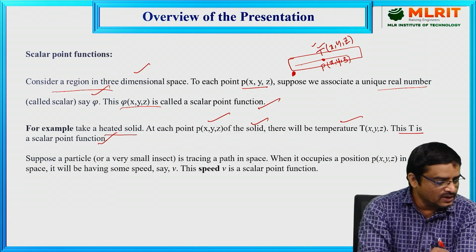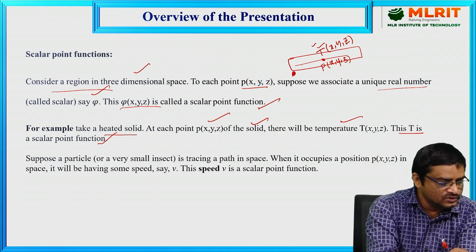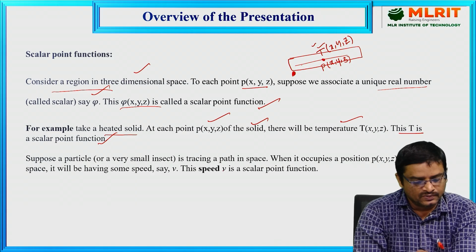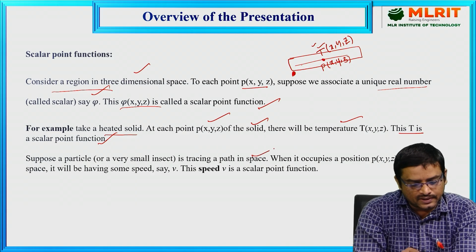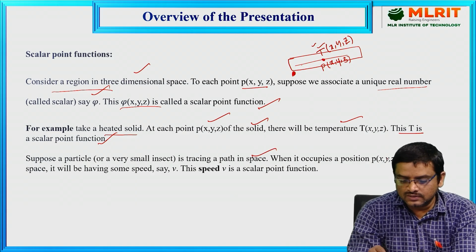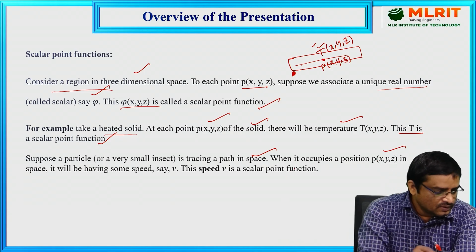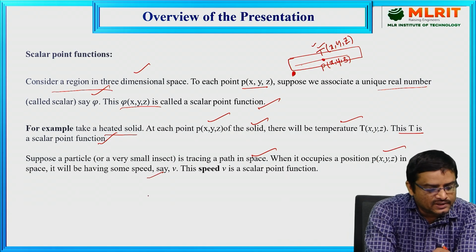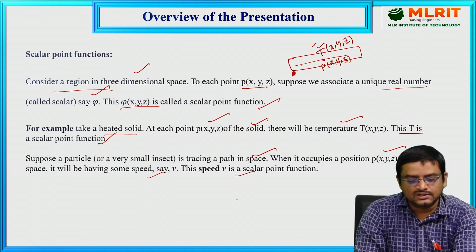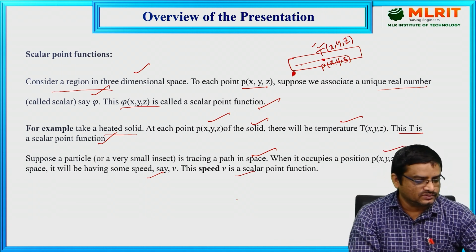And similarly we can take another example. Suppose a particle is tracing a path in space. When it occupies the position P of x comma y comma z, it will have some speed. So speed we can consider as a scalar point function here.